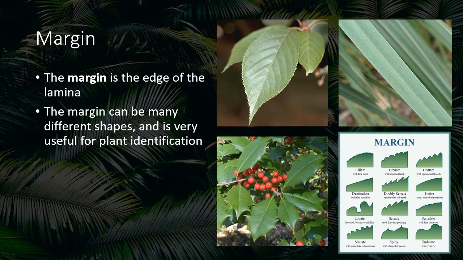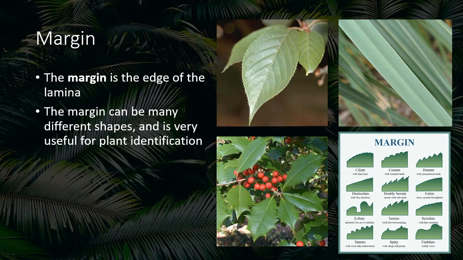The margin is the edge of the leaf. It's the edge of the lamina or the leaf blade. Do not confuse the leaf blade with the margin. The margin is the edge. The leaf blade is the flattened lamina of the leaf. The margin can be a lot of different shapes as well, and it can be super useful for identification.